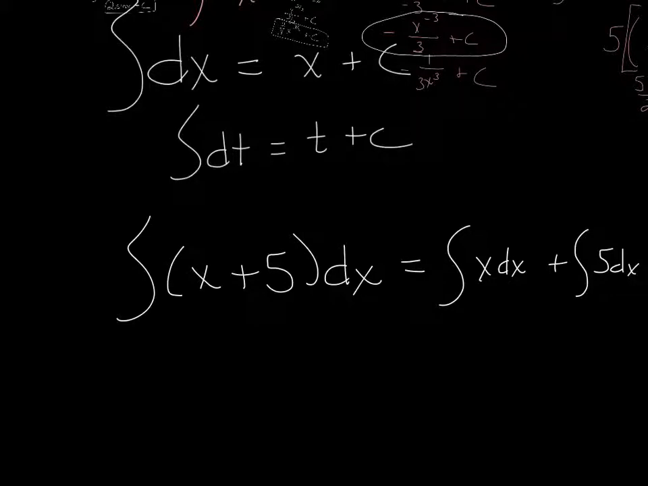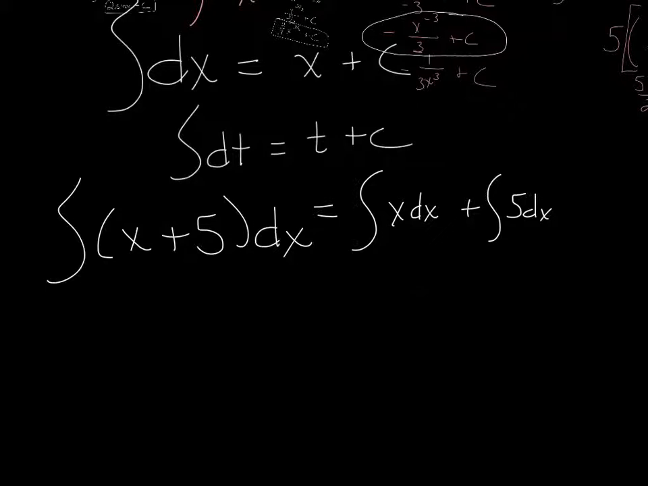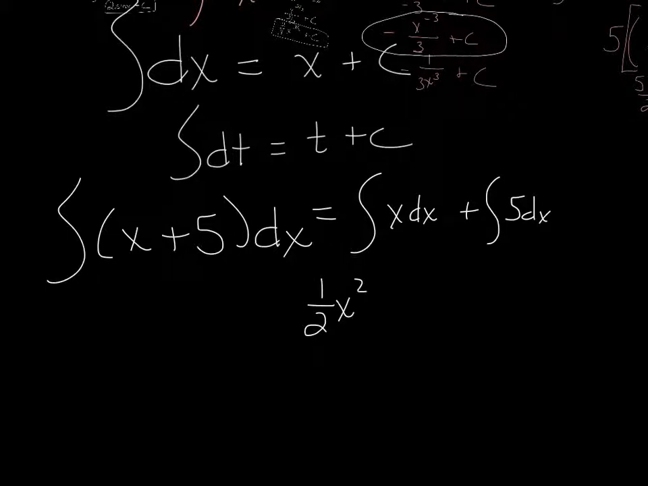Wait, what does that say? All the way to the right. What's the antiderivative of x? X squared over 2, or 1/2 x squared, because 1 plus 1 is 2. Plus the antiderivative of 5 is 5x, plus c. There we go.